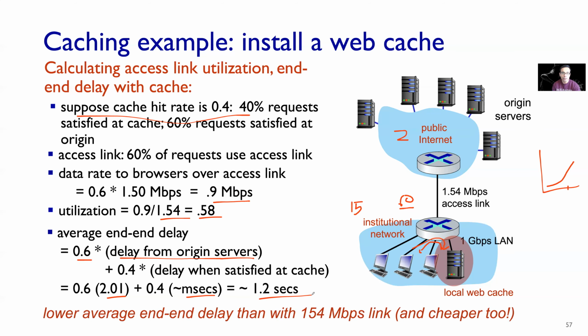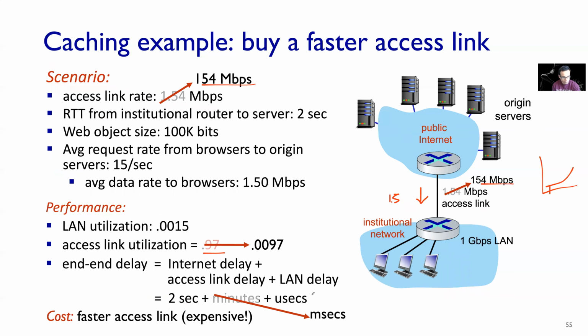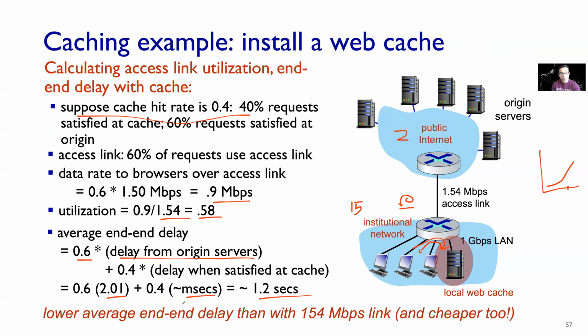And in fact, this is lower than the delay incurred by increasing the capacity of the link, as we saw earlier. If you go back to the previous slide, the delay was a little over 2 seconds, right? Because each object still needs to be fetched from the origin server. Here, by fetching 40% of the objects locally, we've reduced the delay for those 40% to minuscule. The other 60% still incur that large delay, but then averaging this out, you see the total delay is only 1.2 seconds, right? So by this small upfront cost of installing this cache, we've solved the problem of the delays.